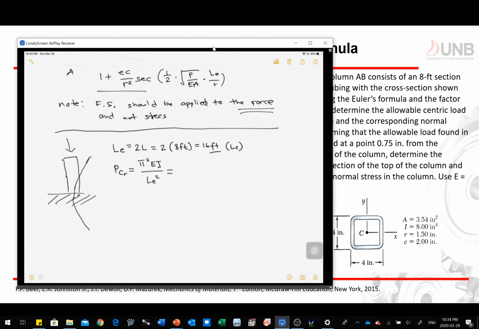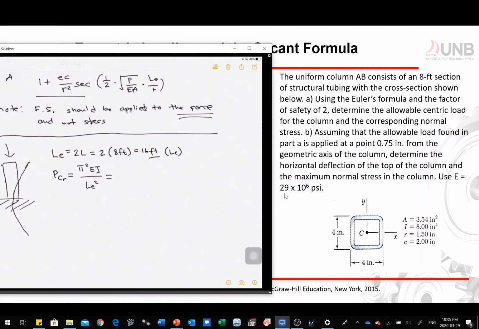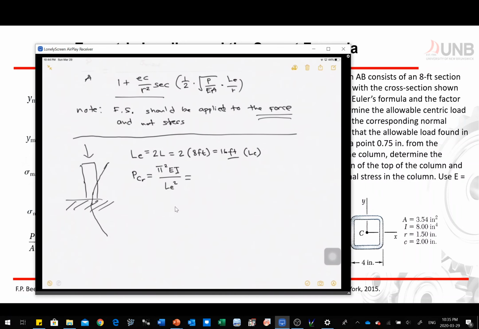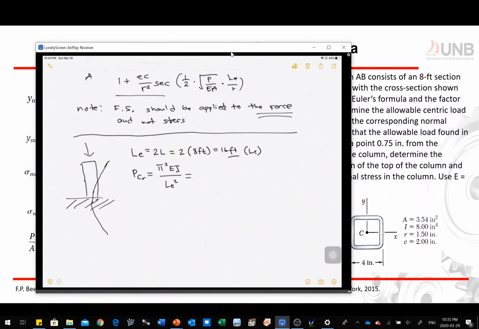So in this case, your I is equal to, if we go back to the problem on the left, I is 8 inches raised to 4. We have our E, which is stated in the problem, 29 times 10 raised to 6 psi. You have your effective length, which is 16 feet. And then we're going to solve this PCR right here.